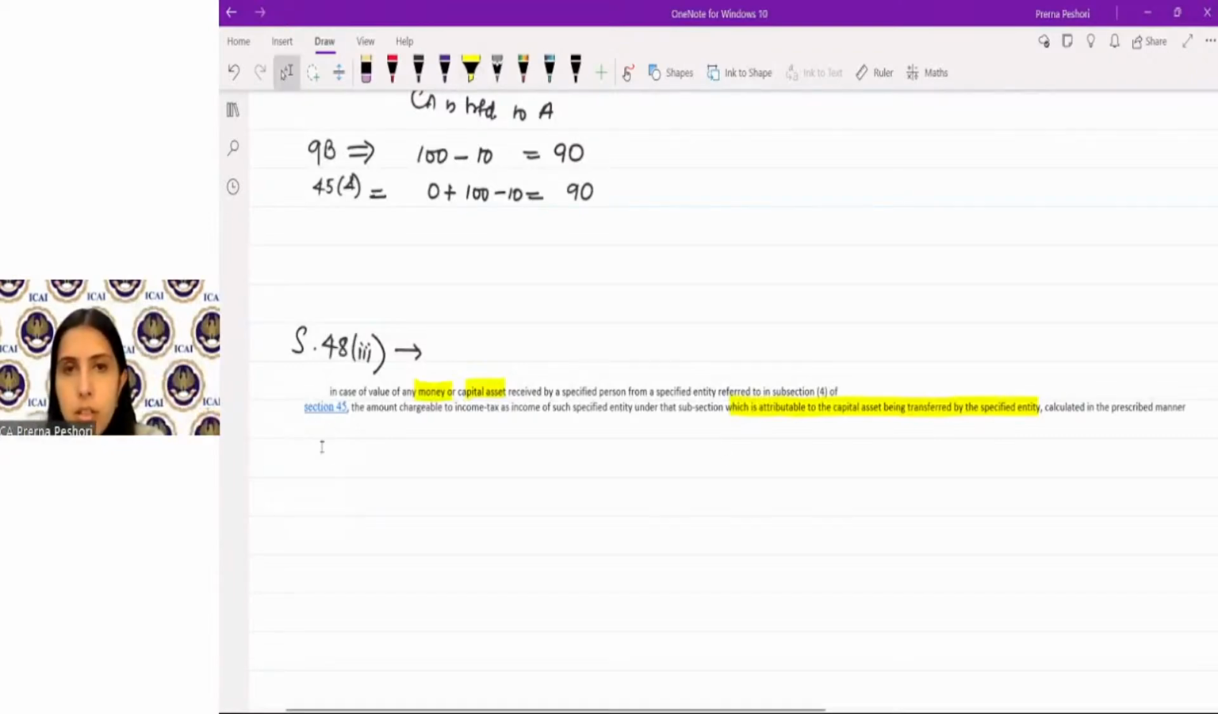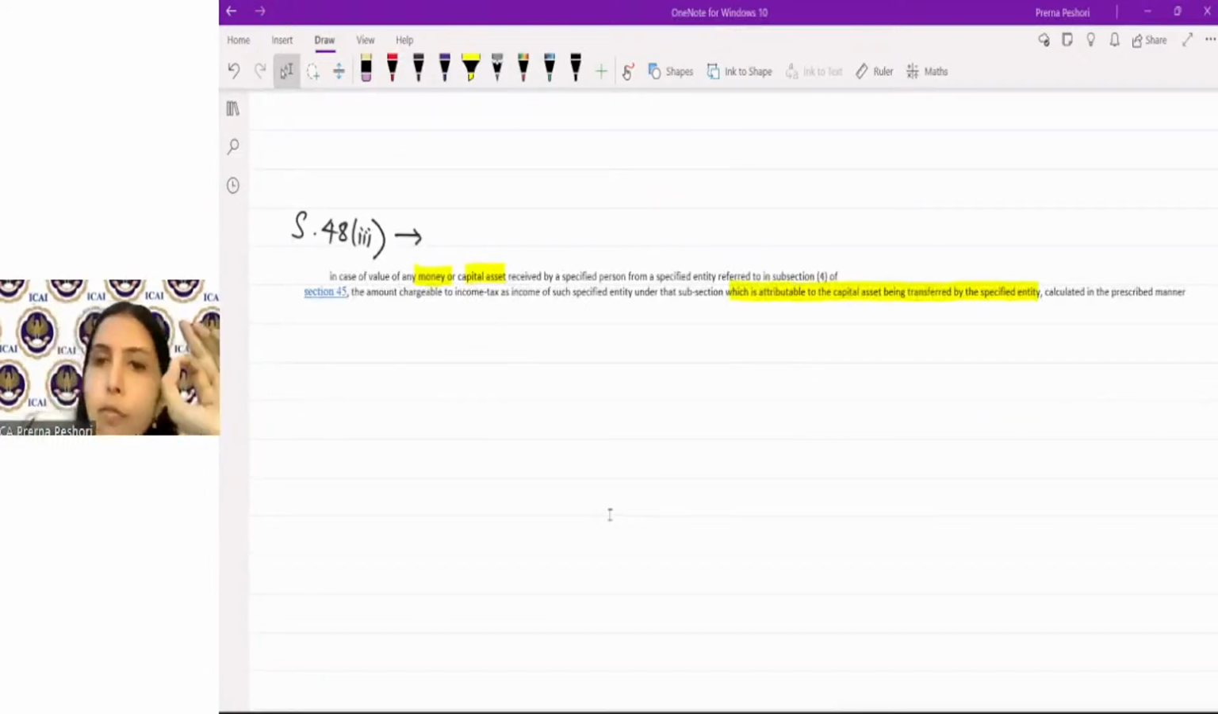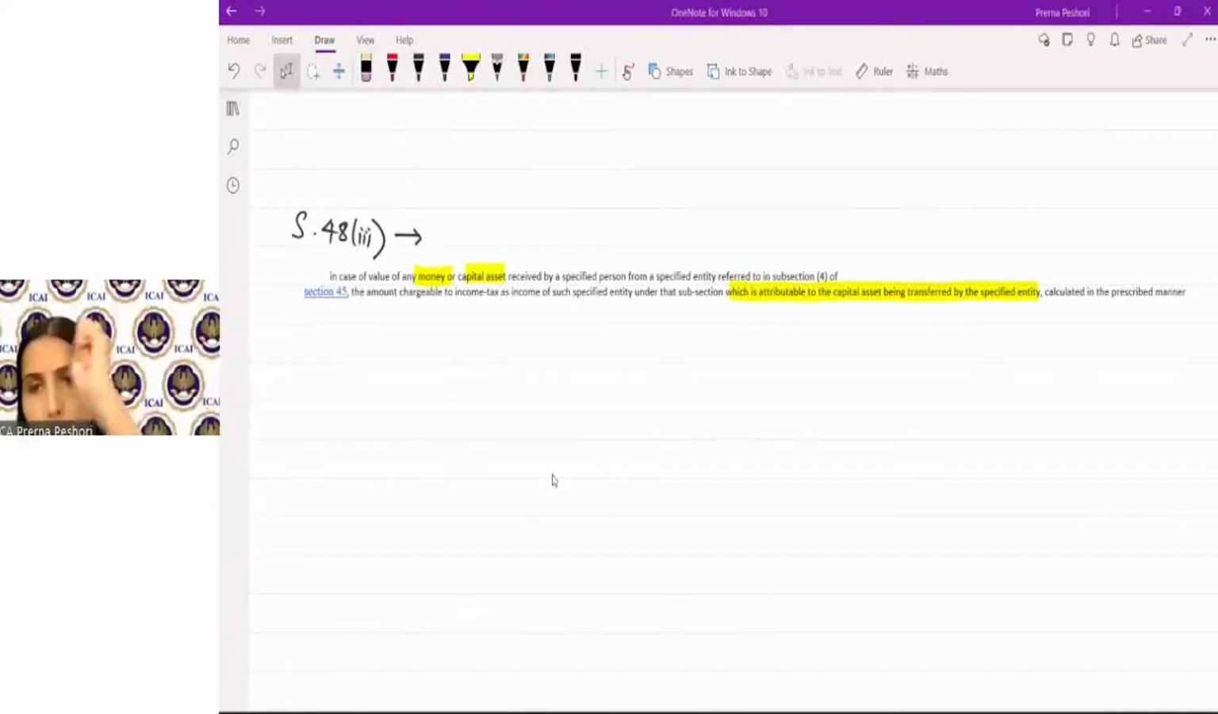Very complex to understand, isn't it? Very difficult. We didn't understand. Let's make it simple. What does it say? In case of value of any money or capital asset received by the partner from the firm, which is referred to in 45(4), the amount chargeable to income tax as the income of the firm, which is attributable to the capital asset being transferred by the firm, is allowed as the deduction from the computation of the capital gains. Still didn't understand.